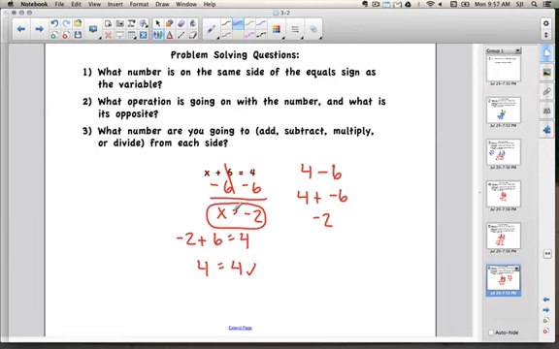So as long as you ask yourself these 3 questions, you'll be able to work through any sort of equation and solve for the variable. As I mentioned earlier in the video, this isn't the only way to do it, but it's one of the ways that I've had the most success with students, through these 3 questions.